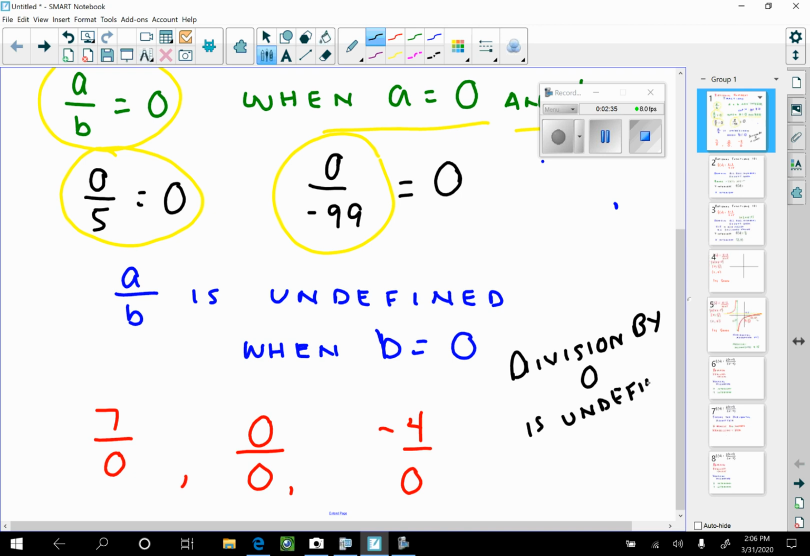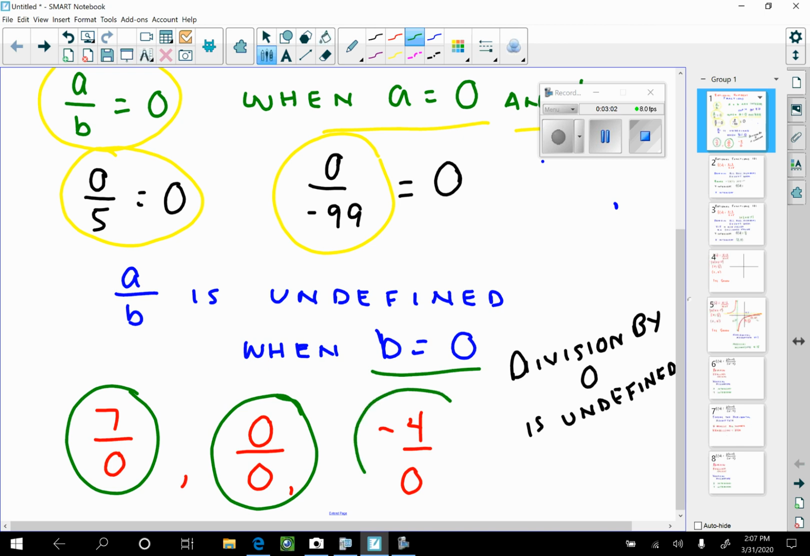So that's going to be very important in our discussion about rational functions. Here's an example. 7 divided by 0. Undefined. 0, yes, that does not equal 0. 0 over 0 is undefined, and then we have another term for that in calculus. We call that indeterminate. But for us right now, in Algebra 2, 0 over 0 is going to be undefined. Why? Because the bottom is 0. Negative 4 over 0 is undefined.